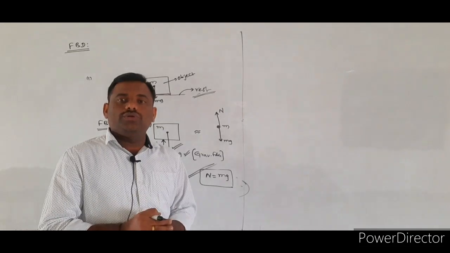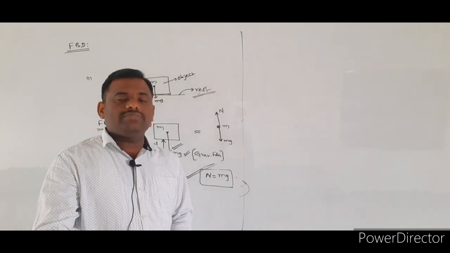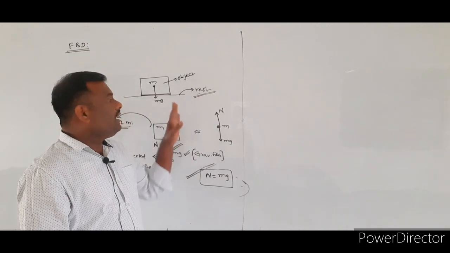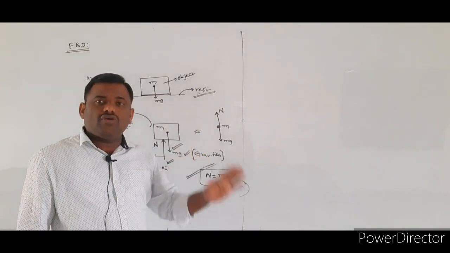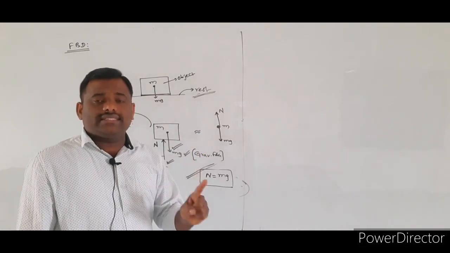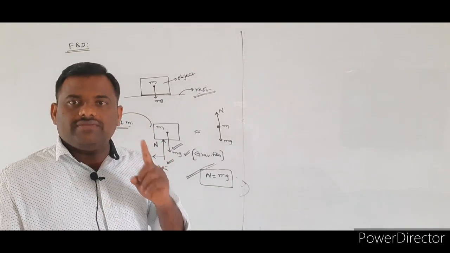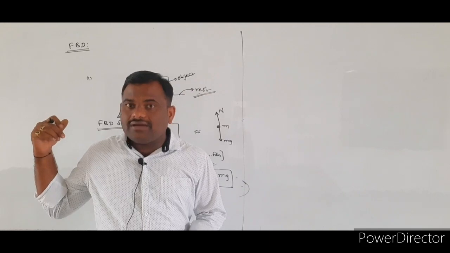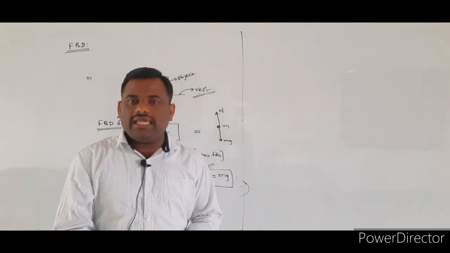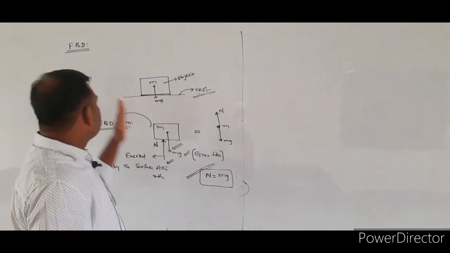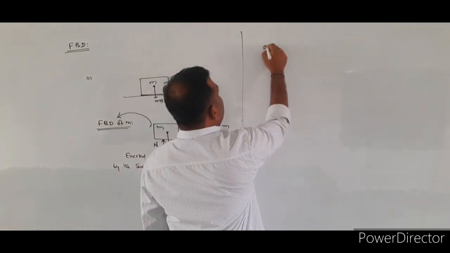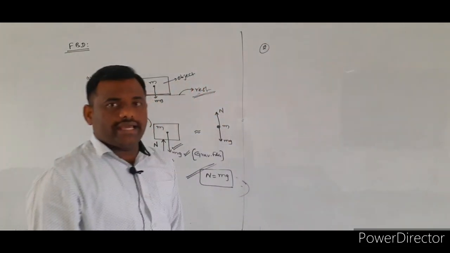Like this, we have to draw free body diagrams for given objects. Very, very important. The representation of the free body diagram in the Newton laws of motion is very, very important. If you don't understand this in free body diagrams, it is very difficult to solve the numericals. Okay, this is the first example. Now, we will see the second example of the free body diagram.